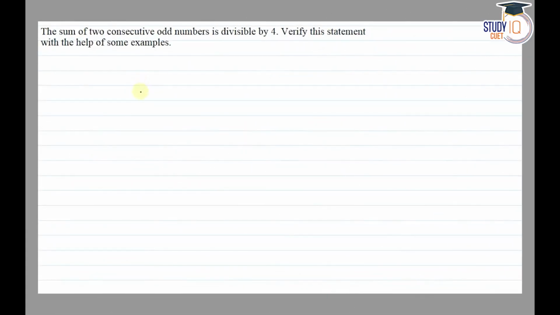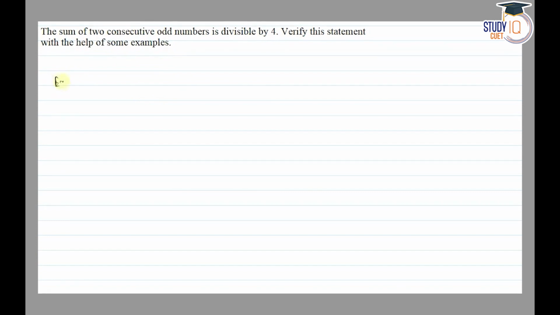Hello everyone, this question appears in class 6 NCERT chapter of playing with numbers. This is 8th question of its exercise 3.5. So the question says that the sum of two consecutive odd numbers is divisible by 4. Verify this statement with the help of some examples.